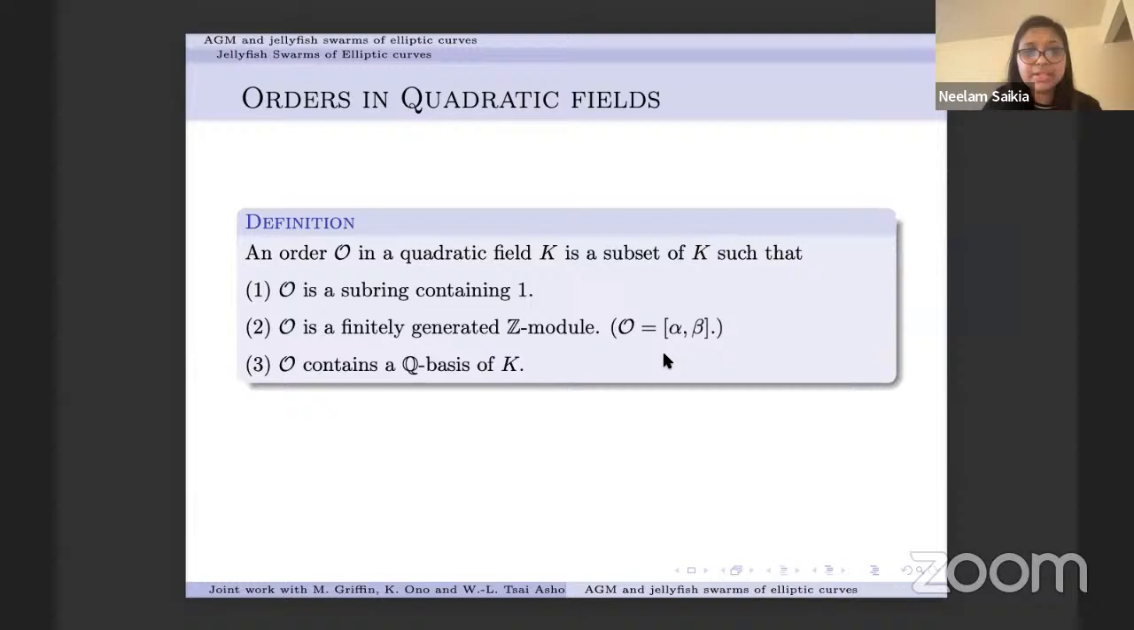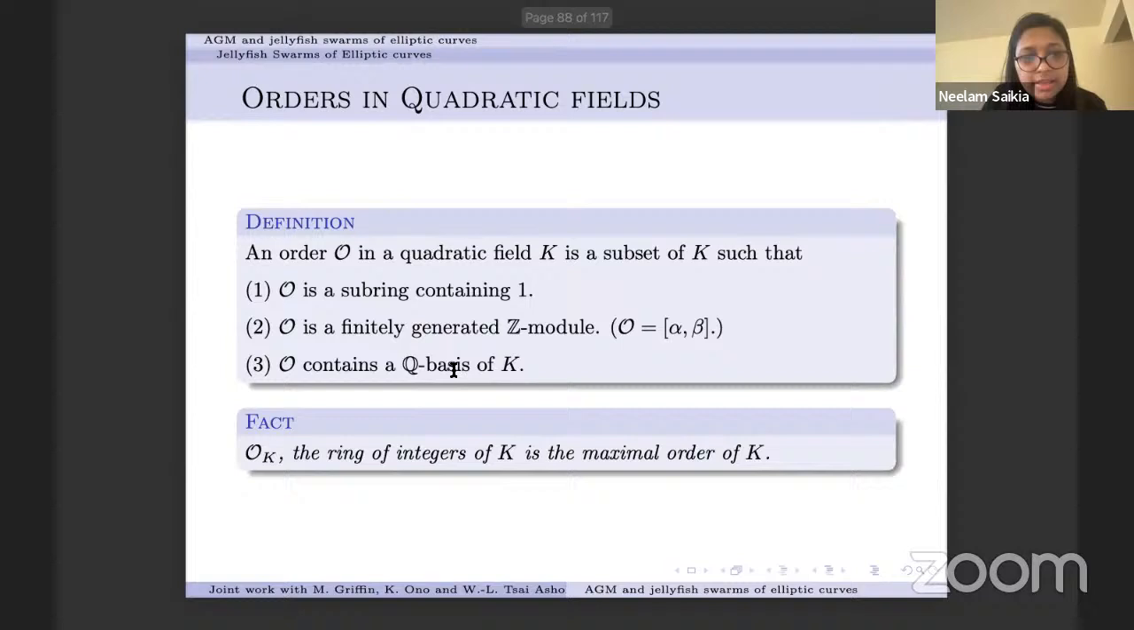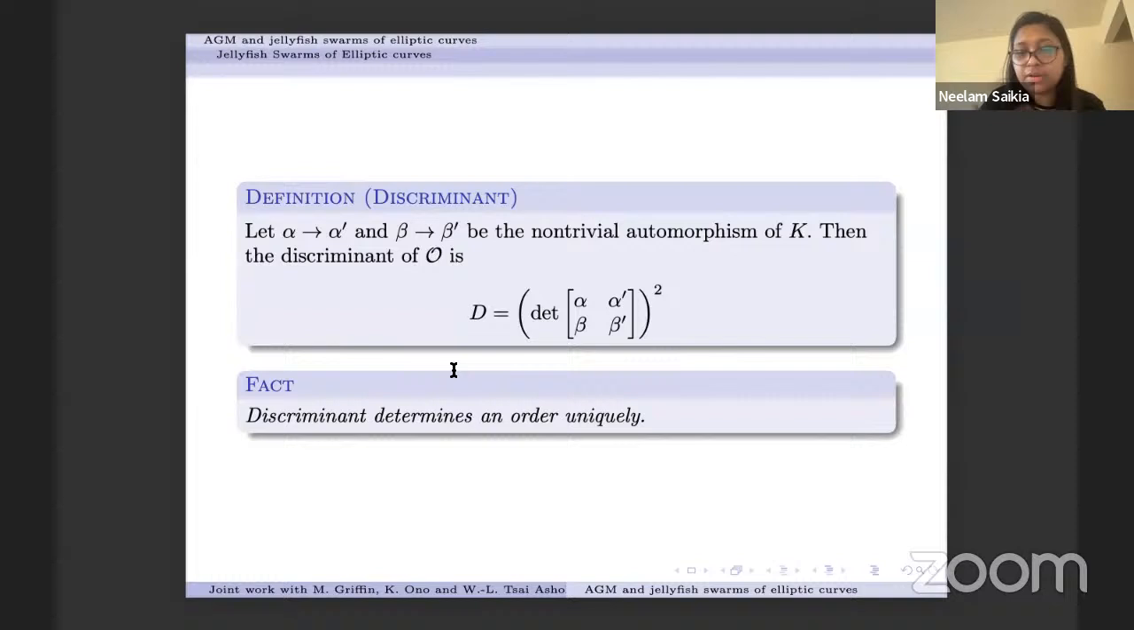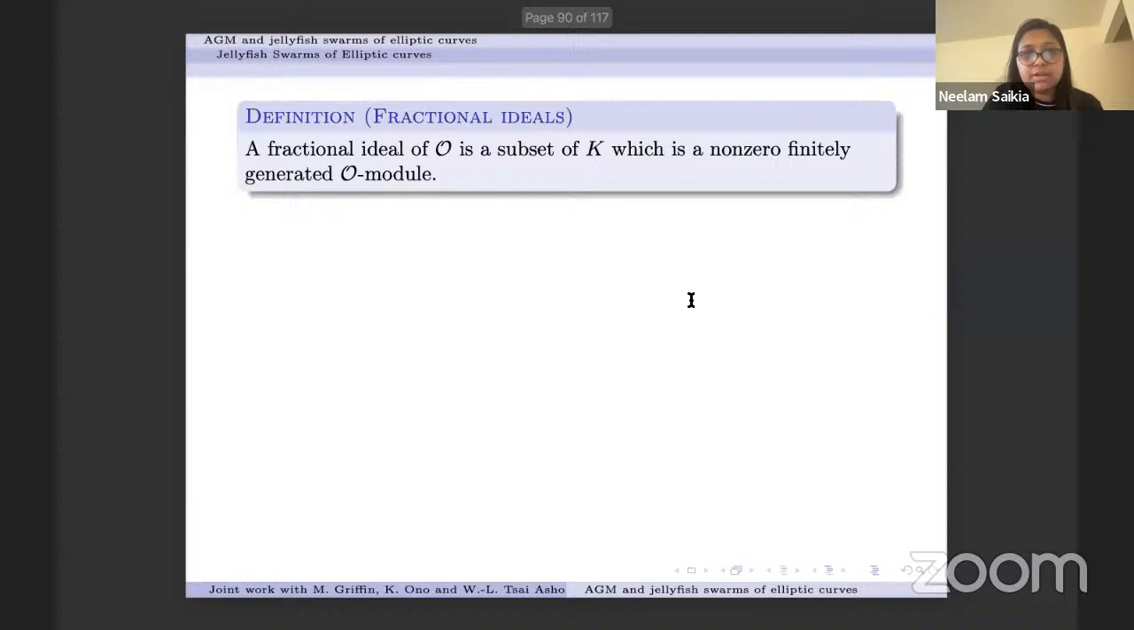For that, we need orders in a quadratic field. An order in a quadratic field is a subring containing one, which is a finitely generated Z-module and contains a Q-basis. One important quantity related to an order of a quadratic field is known as the discriminant. The discriminant is defined as this determinant, where these are the generators of the order and these are the non-trivial automorphisms. The discriminant uniquely determines the order, therefore it is well defined.